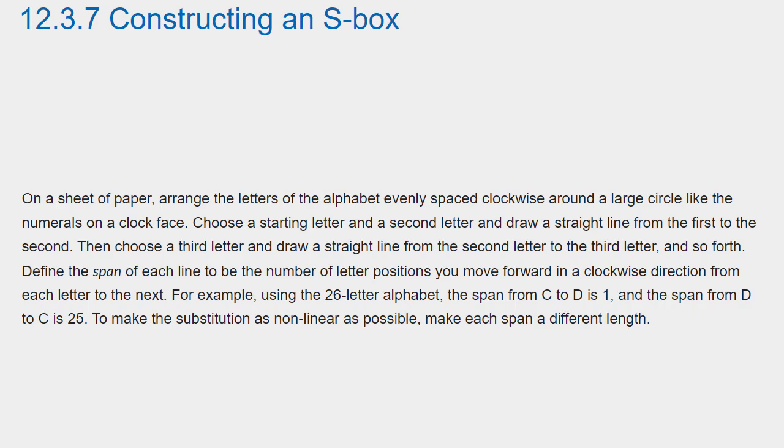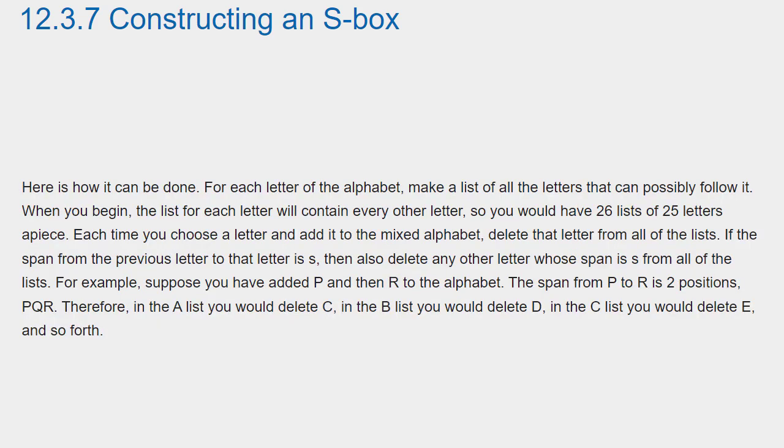For example, using the 26-letter alphabet, the span from C to D is 1, and the span from D to C is 25. To make the substitution as non-linear as possible, make each span a different length. Here is how it can be done. For each letter of the alphabet, make a list of all the letters that can possibly follow it.